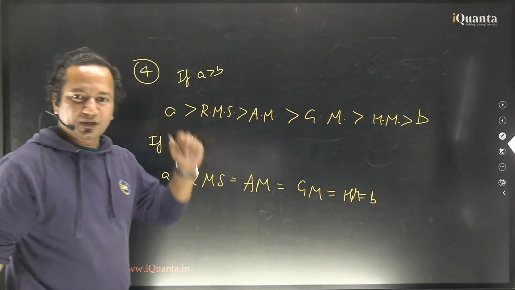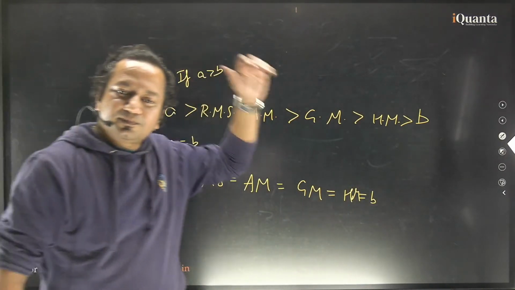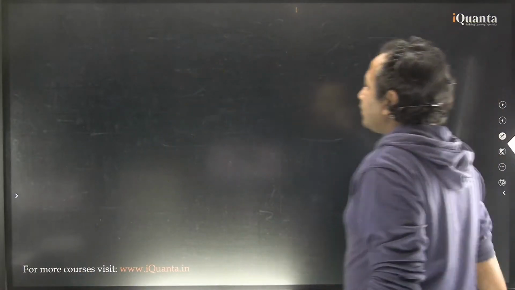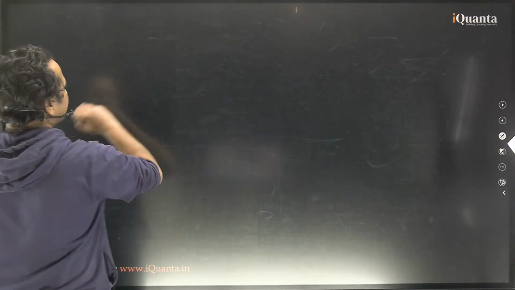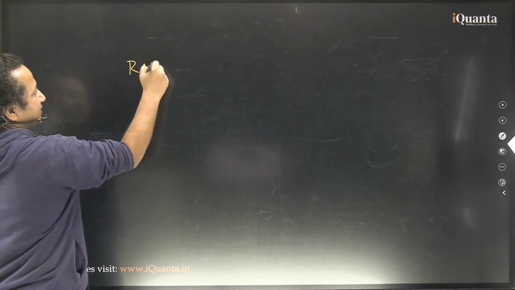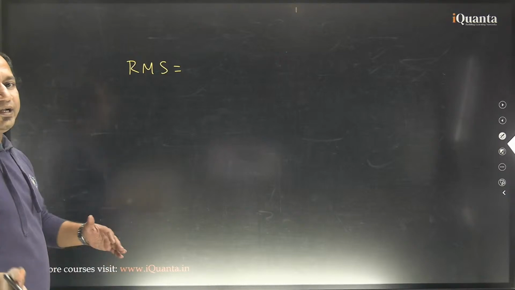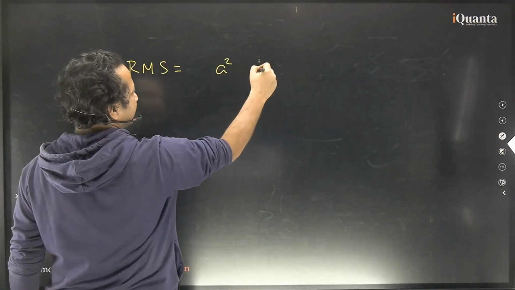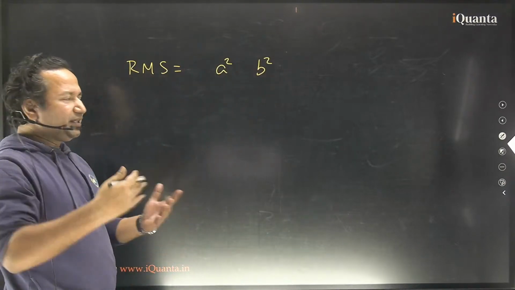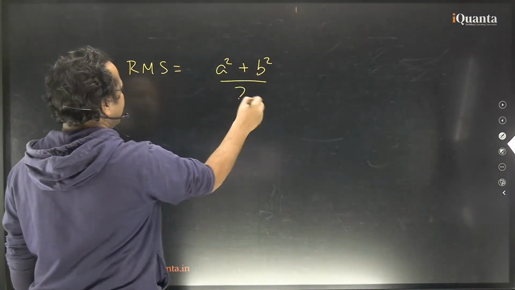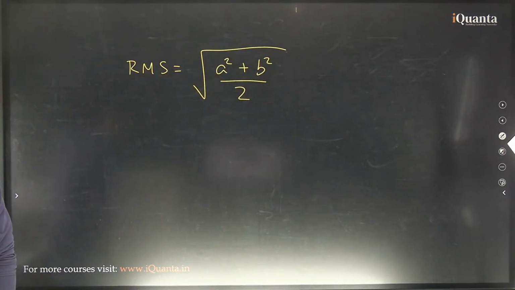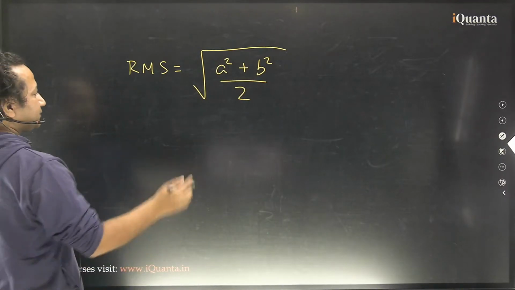Okay. So I'll just tell you what is root mean square. RMS is root mean square. Solve it in reverse: square, mean, root. Take the square first, so A square and B square there. Then take the mean. What is mean? The average. So add them, divide by 2. Then take the root. This is RMS.